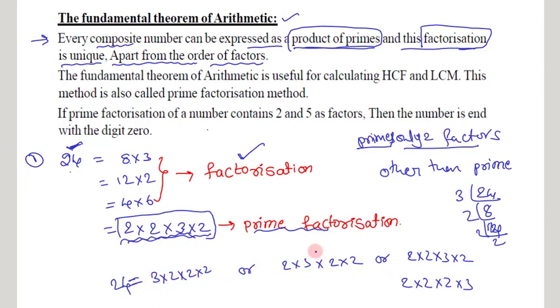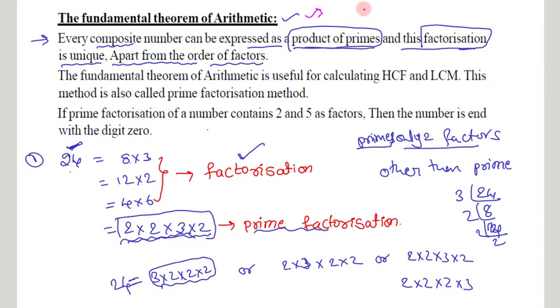Unique manner means what? By using only the same prime numbers we can write it, apart from the order of the factors. That means no matter in which order the prime factors are involved, that prime factorization is unique. That is the fundamental theorem of arithmetic. And there is one interesting application for this theorem: by using this, we can prove the given number is a composite number.